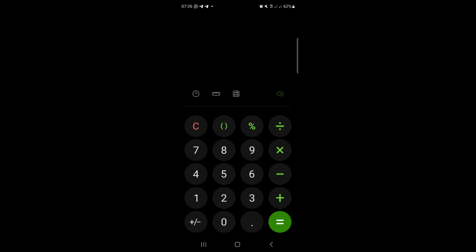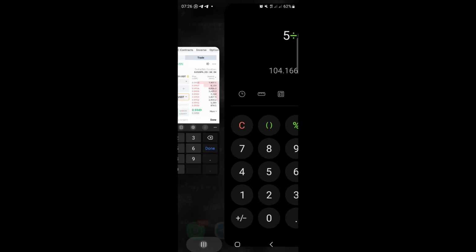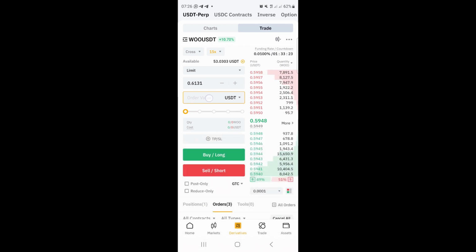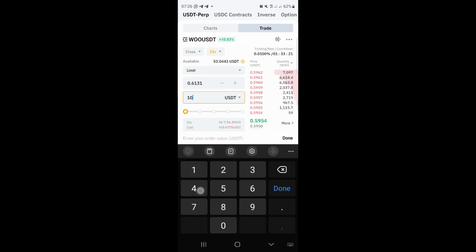Then your affordable risk. Let's say this particular trade, I'm risking $5 on this trade. That means if price hits my stop loss, I don't want to lose more than $5. So you just put 5 divided by 0.048. You can see that's 104. That means my order value will now be 104. You come here, order value 104.